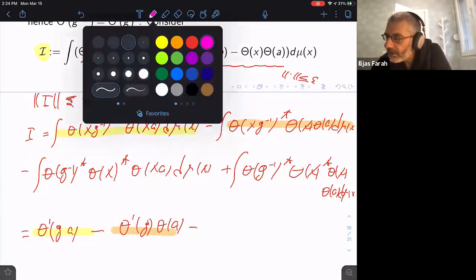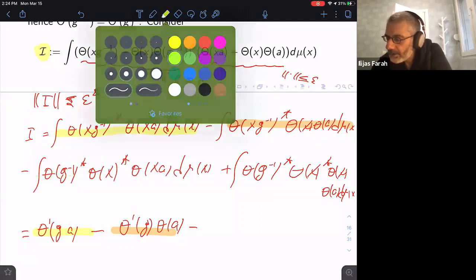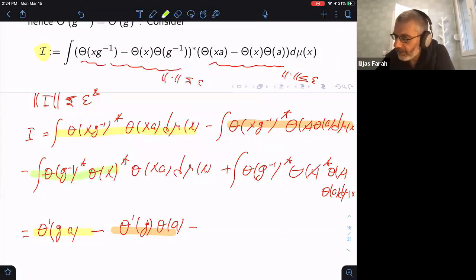Minus, all right, next color. Let's take this one. So what about this one here? Well, this time theta of g inverse star is a constant, and what we have here is just theta prime of a. So it's theta(g inverse)star and theta prime of a.